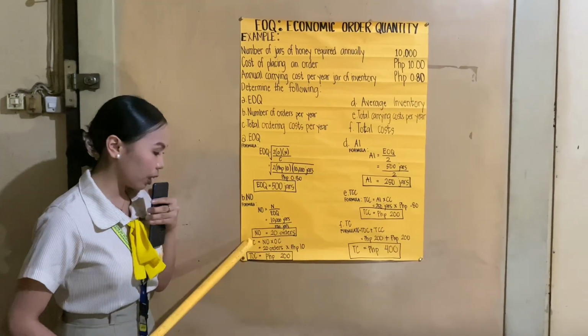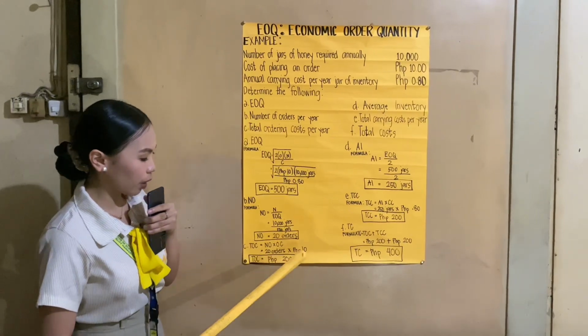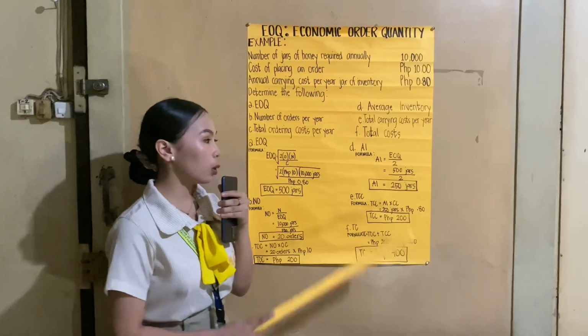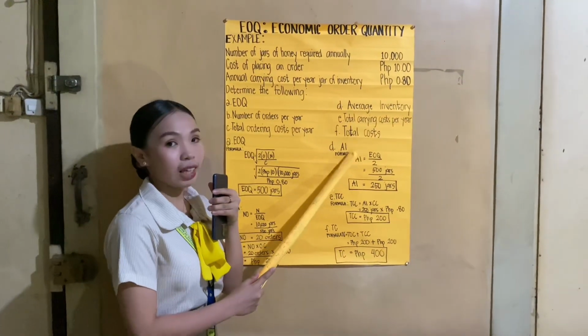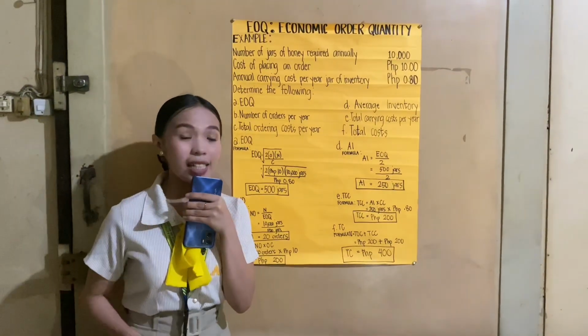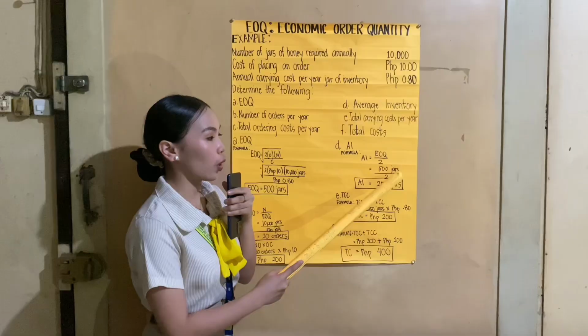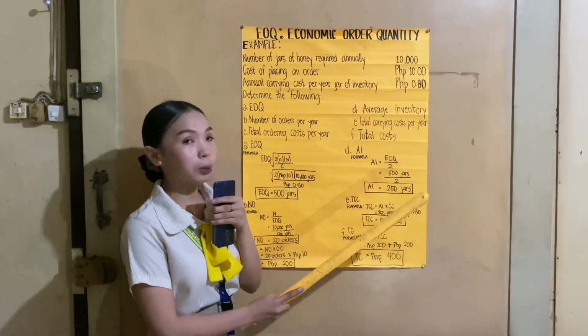So, the next will be the TOC. NO times OC. TOC equals 20 orders times 10 pesos. Total ordering cost equals 200 pesos. The next will be the average inventory. So, the formula for average inventory is AI equals EOQ divided by 2. So, i-divide ang EOQ into 2. So, AI equals 500 jars, which is ang EOQ, divided by 2. So, average inventory equals 250 jars.